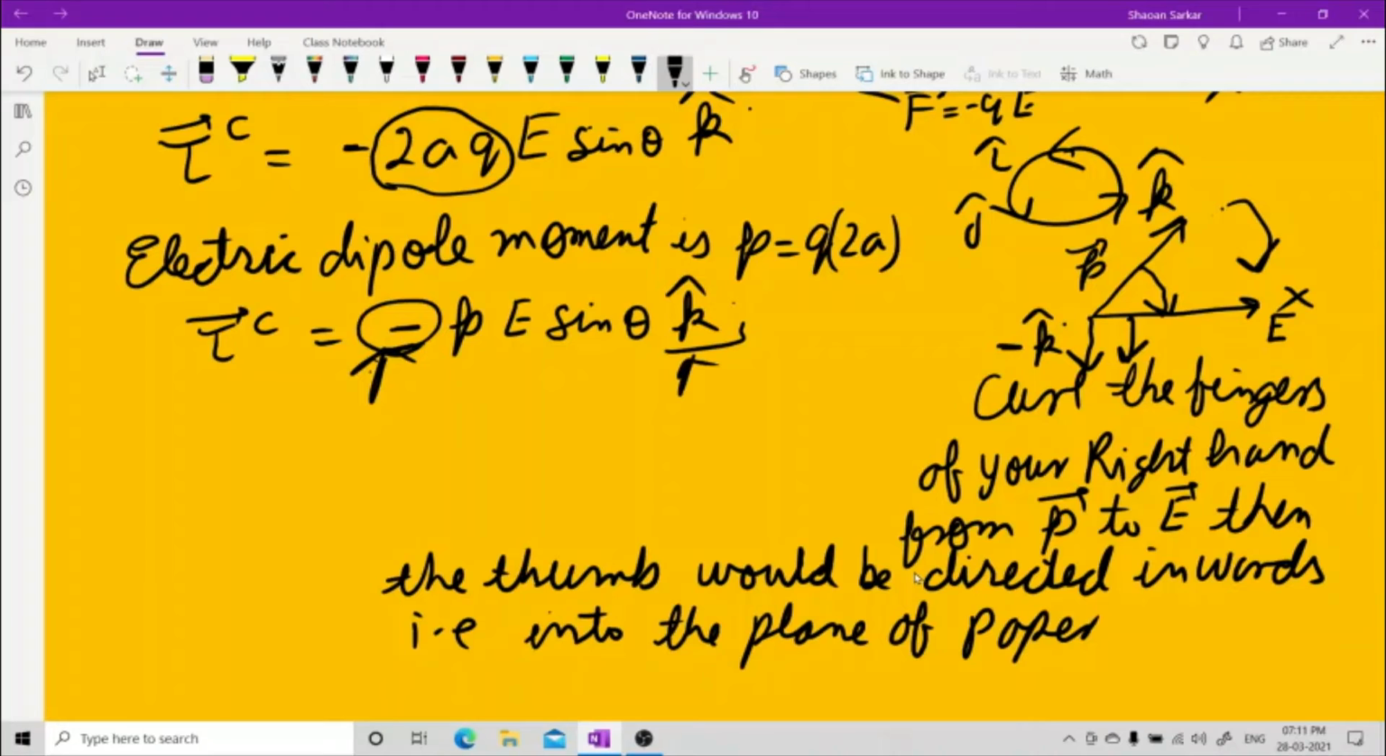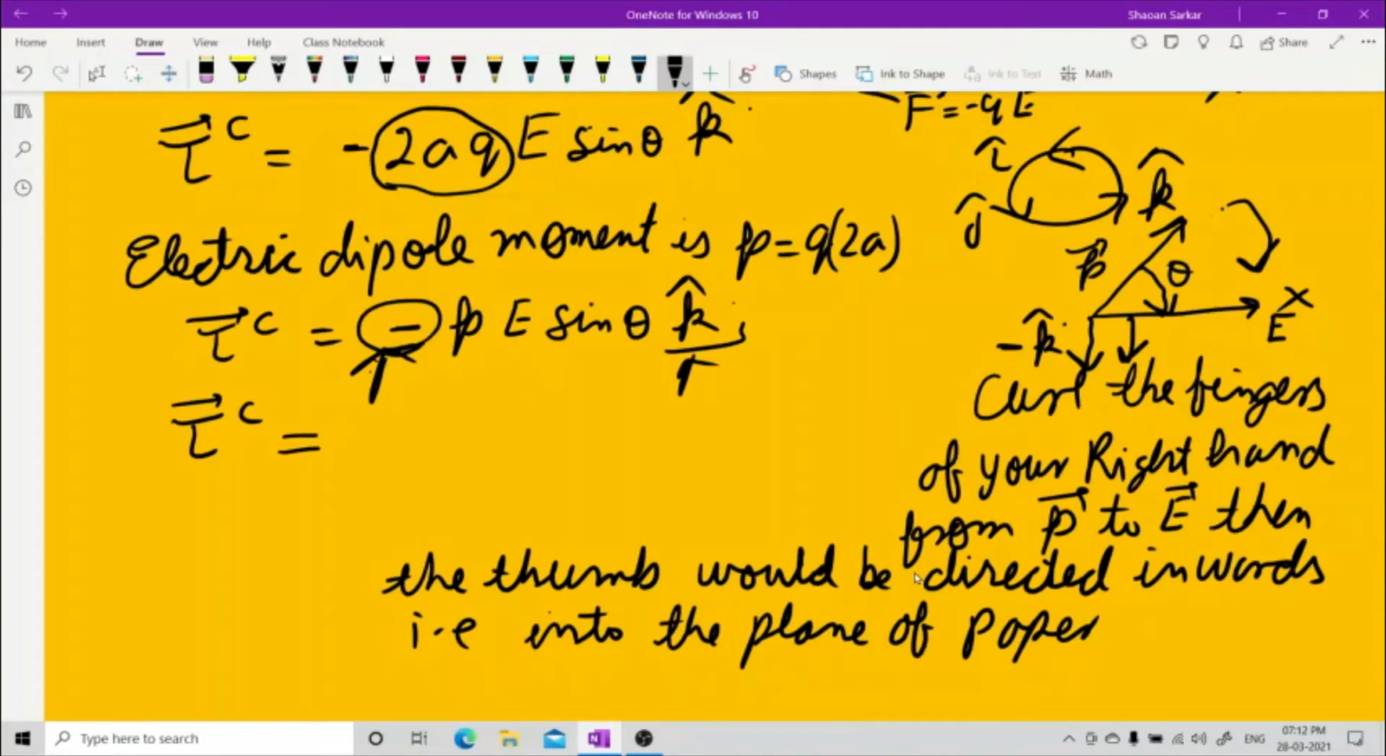Curl the fingers of your right hand from P to E, then make an angle theta, then the thumb would be directed inward, that is into the plane of paper. That's why this minus sign. Got the point or not? Now, this torque, conservative torque. Now listen very carefully. I'm talking about conservative torque.